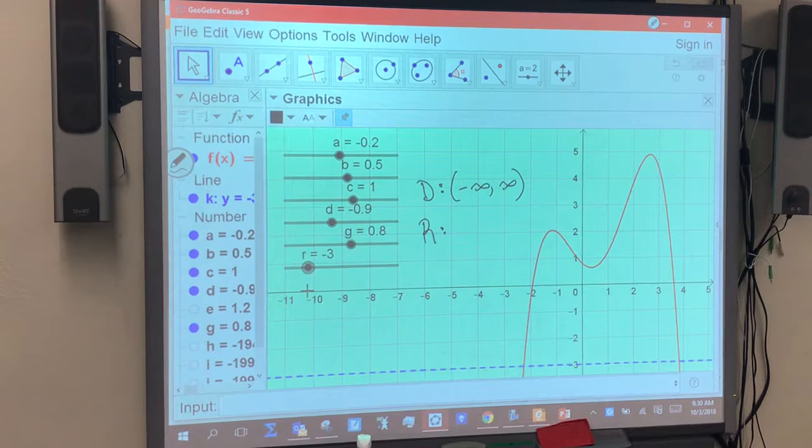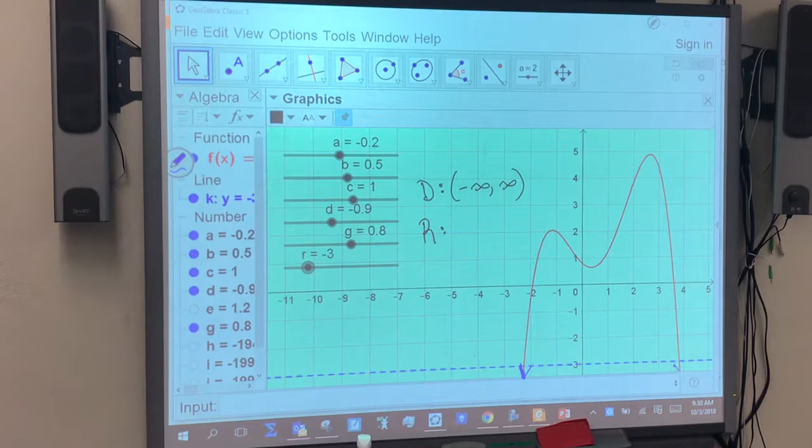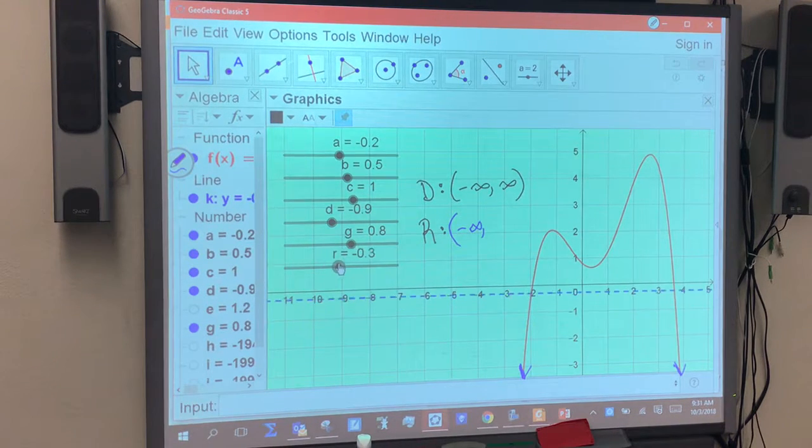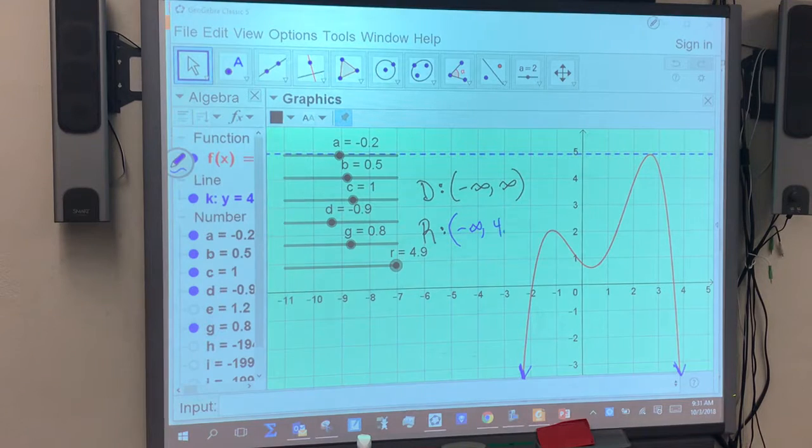Because this graph goes on forever in that direction, what would be the first y value you come across in your range? Negative infinity, right? As I move this up, what ends up being the last y value that your blue line touches? About 4.9-ish. And I would include 4.9. So that's my range. Is that okay with everybody? I always go bottom up.